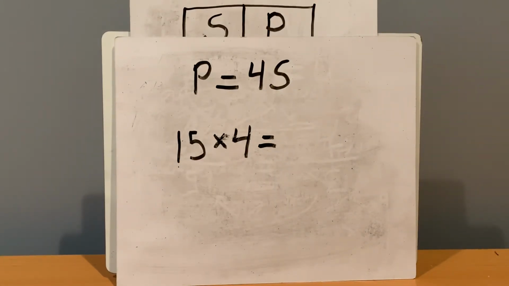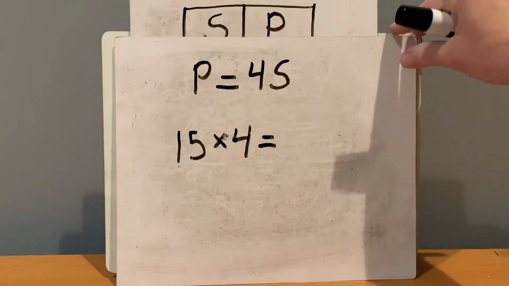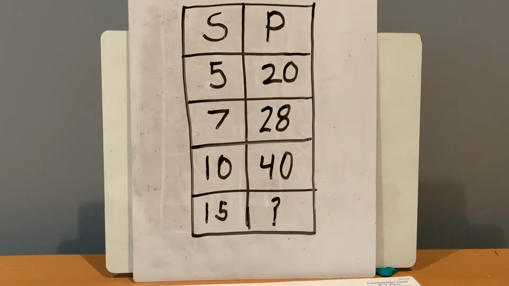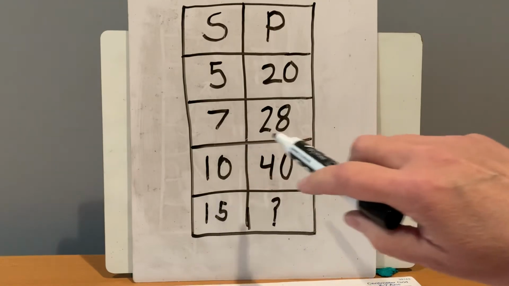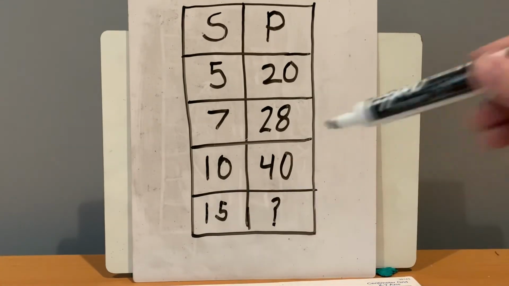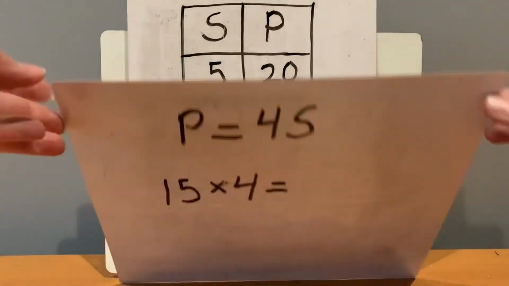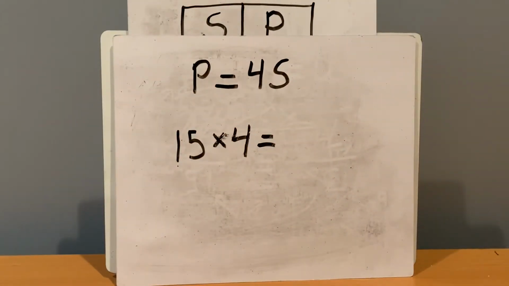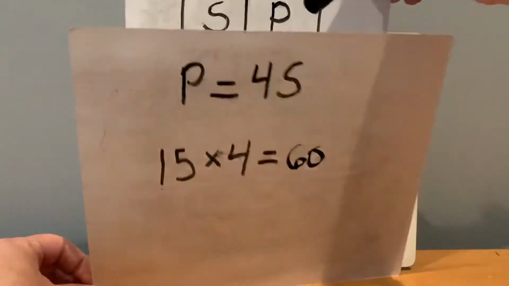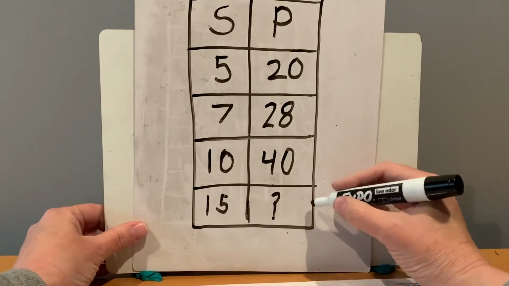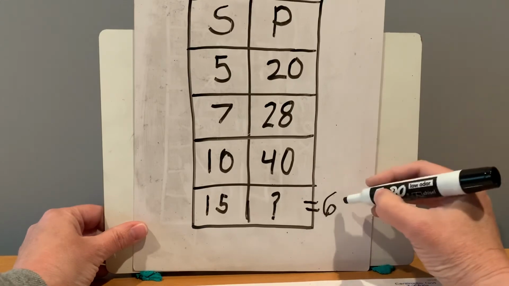Now, we find the missing number in the table by applying the rule to the number we were given. In the table, we see that when S is 5, P is 20. When S is 7, P is 28. When S is 10, P is 40. So when S is 15, we multiply 15 by 4 and we find the missing number is 60. So here, this missing number would equal 60.